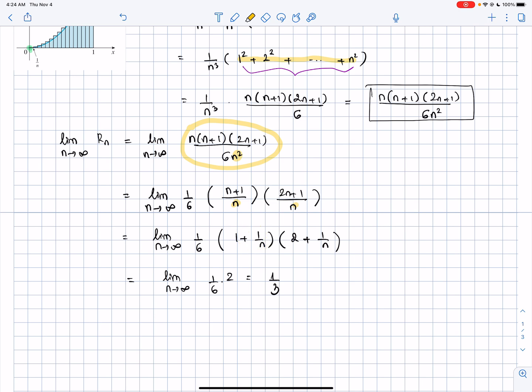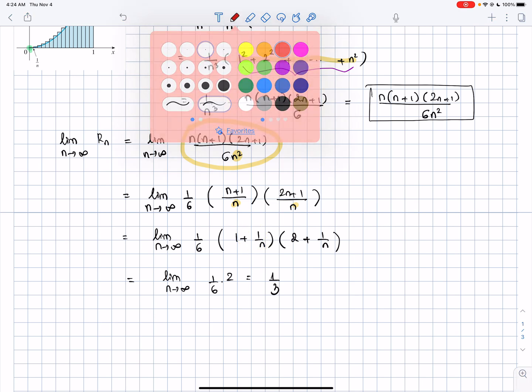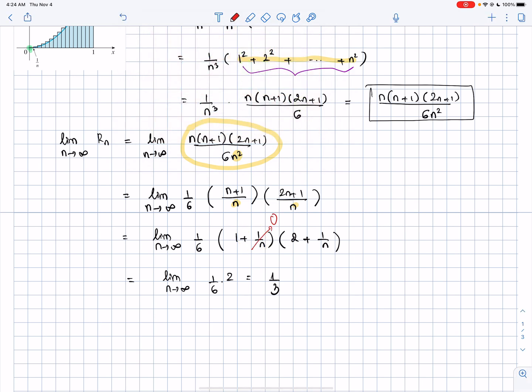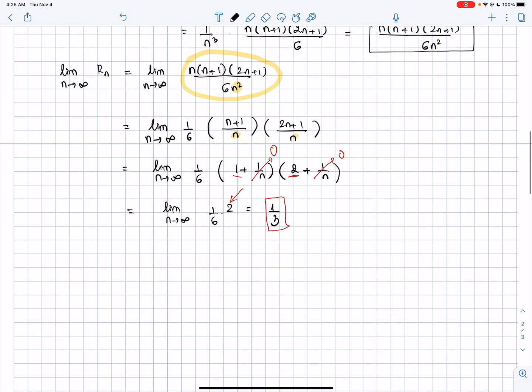Then we can see that when n approaches infinity, this part is 0 and this is 0. So we will have 1 times 2 from here, and 1 times 2 is 2, times 1/6 in the front. And we can show that the limit of the sum of the rectangles that we are using from the right endpoint is equal to 1/3.